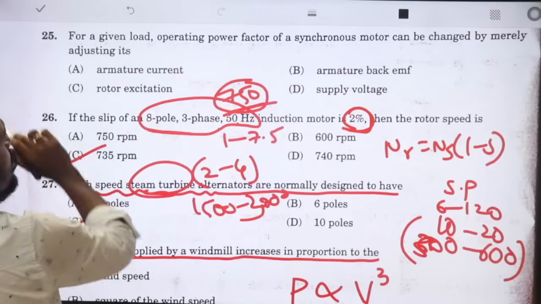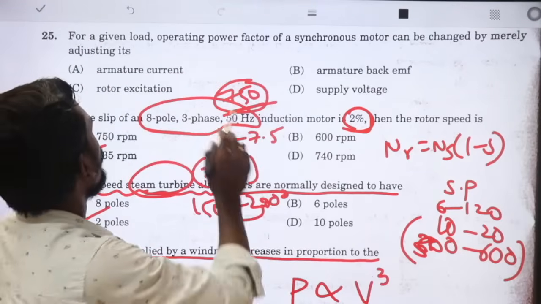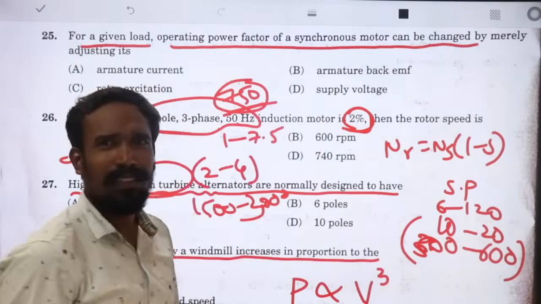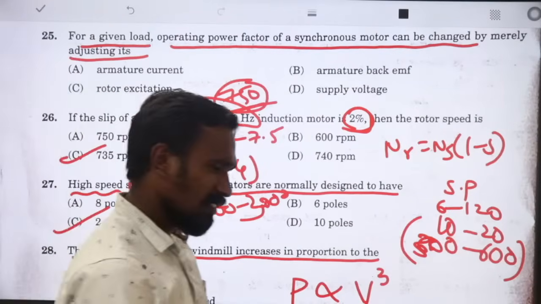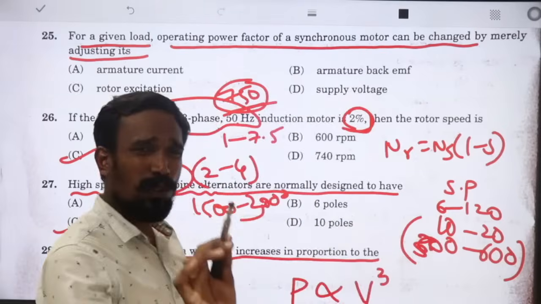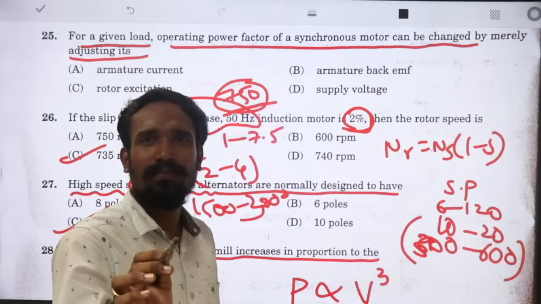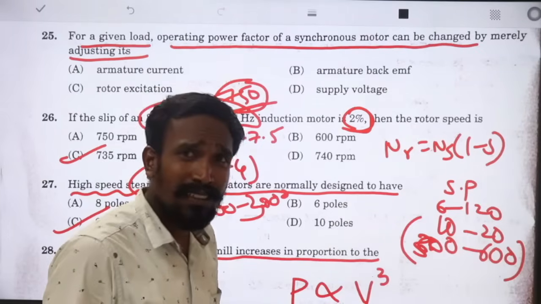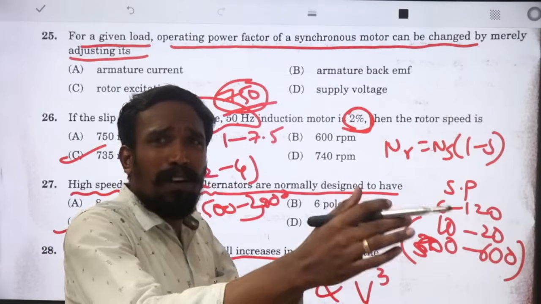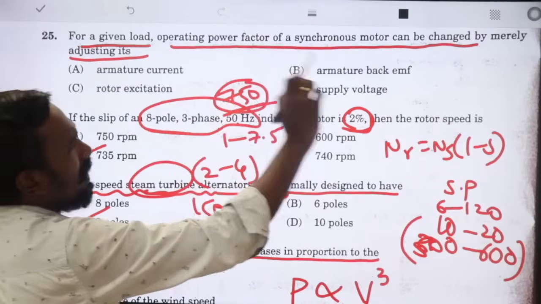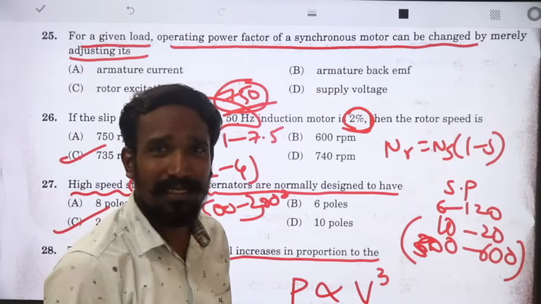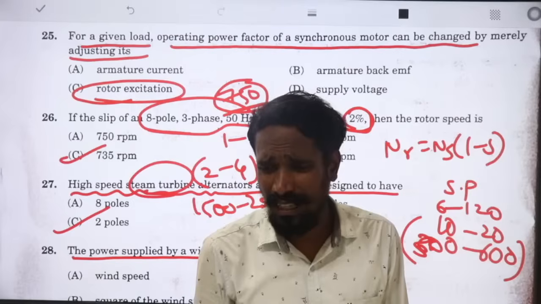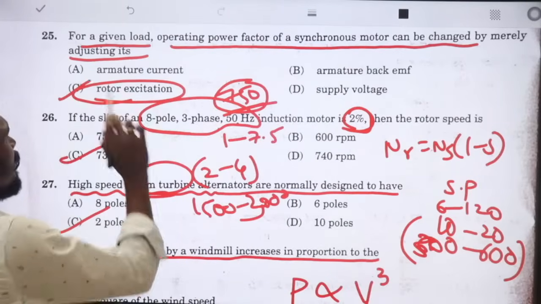Next question. For a given load, the operating power factor of a synchronous motor can be changed by adjusting its... you know very well, the power factor can be controlled by excitation. That is the advantage of our synchronous machine. Yes or no, guys? So in a synchronous machine, we can control the power factor by changing the excitation, not armature current, not armature back EMF, not supply voltage. What is that? Rotor excitation. We give excitation to the rotor only, right? So rotor excitation is the 100% correct answer.